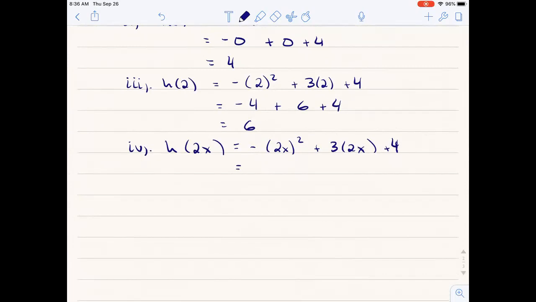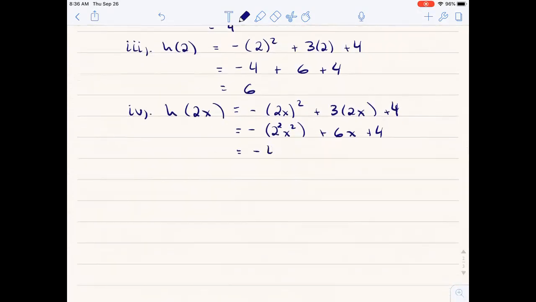And so we have negative, and just be careful, because the square actually goes on the 2 and the x, because they're multiplying inside. And so 2 squared times x squared plus 6x plus 4 is negative 4x squared plus 6x plus 4.